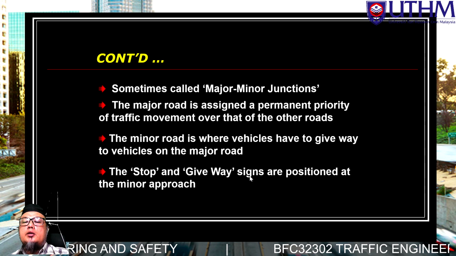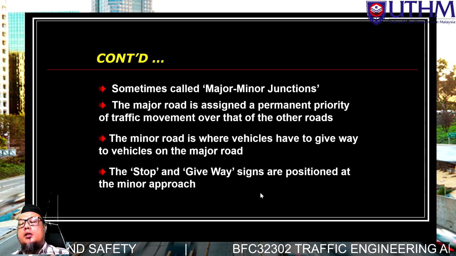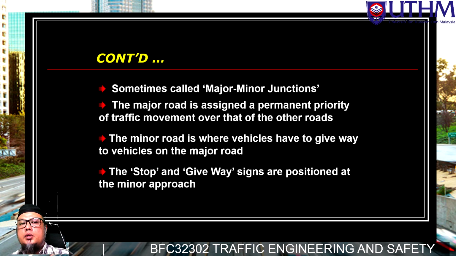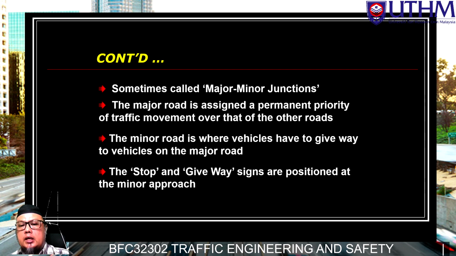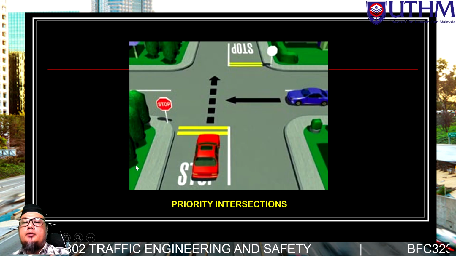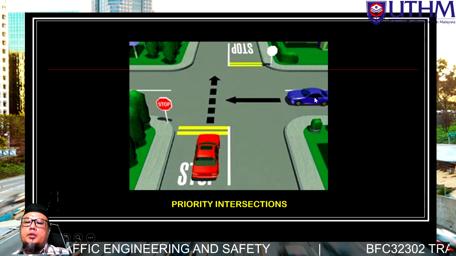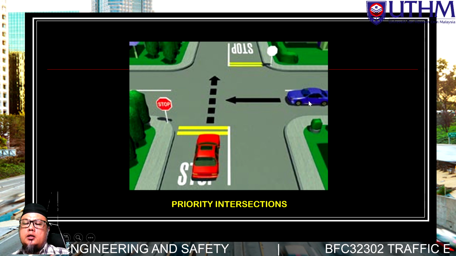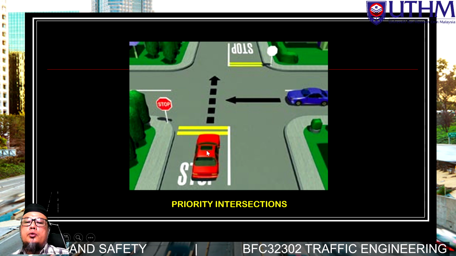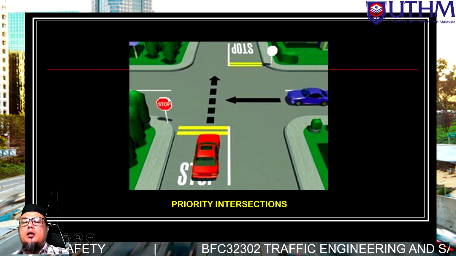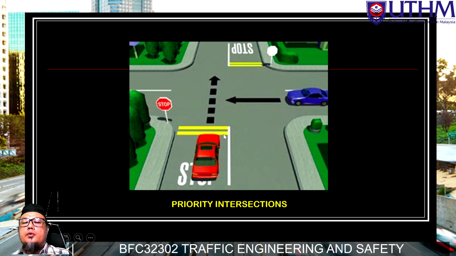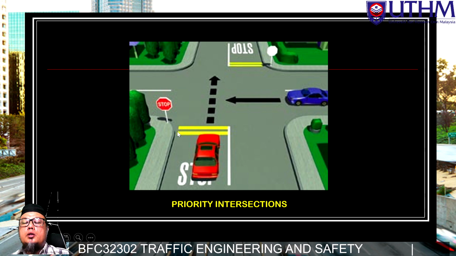The stop and give way signs are positioned at the minor approach. So at the intersection, the stop sign and also the yield sign, the give way sign, must be installed at the minor road approach. So this is the typical illustration. Obviously from this direction, the blue car is on the major road. The red car is approaching on the minor road. So on the minor road we put the stop sign and also the yield line, or give way. This one is the stop line or yield line.